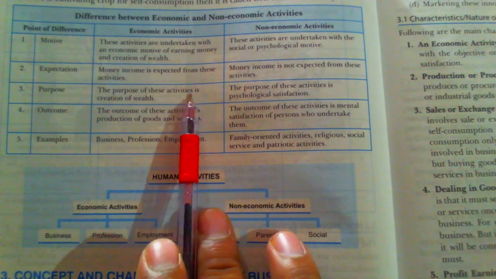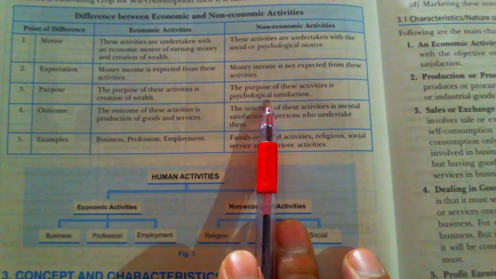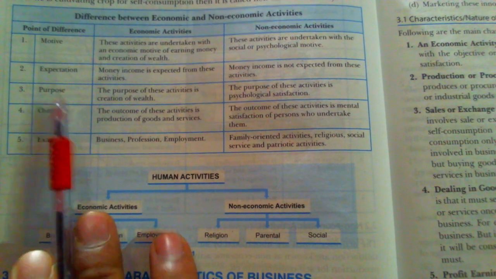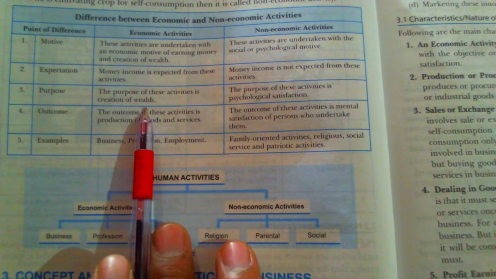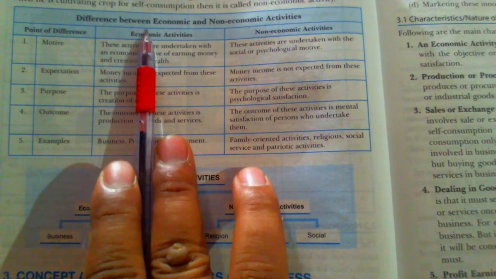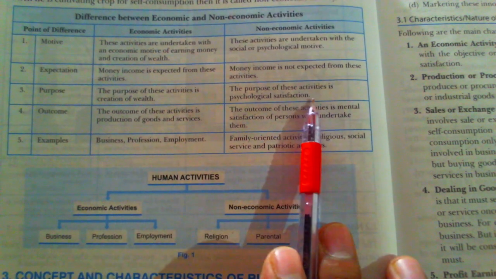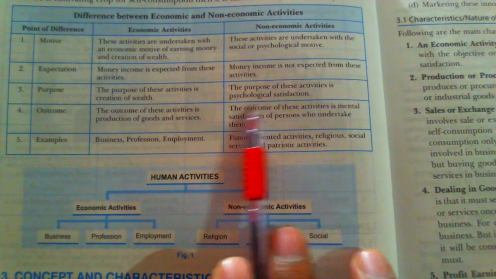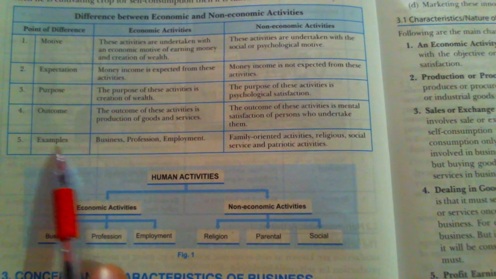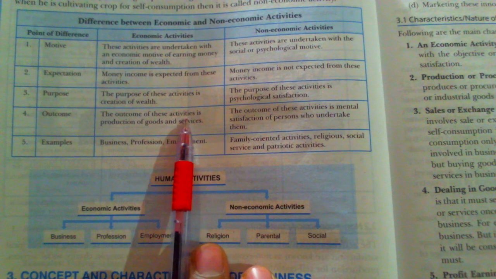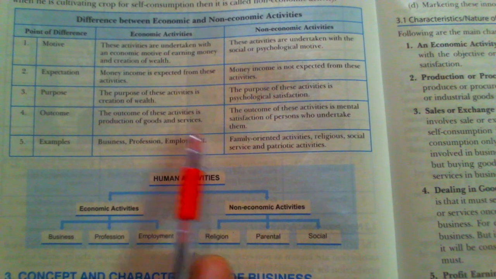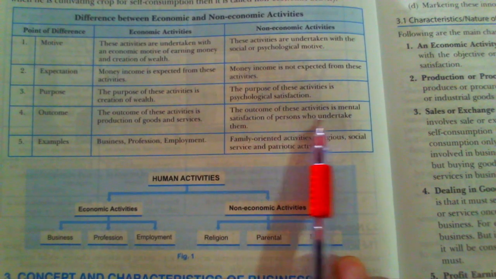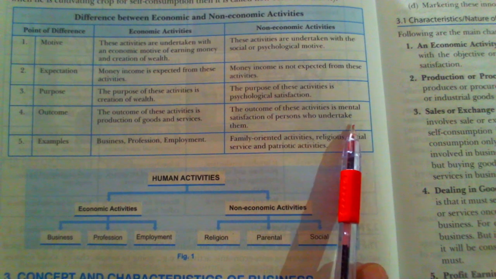Purpose. The purpose of economic activities is creation of wealth, but the purpose of non-economic activities is psychological satisfaction. Outcome. The outcome of economic activities is production of goods and services. But in non-economic activities, the outcome is mental satisfaction of the person who undertakes them.